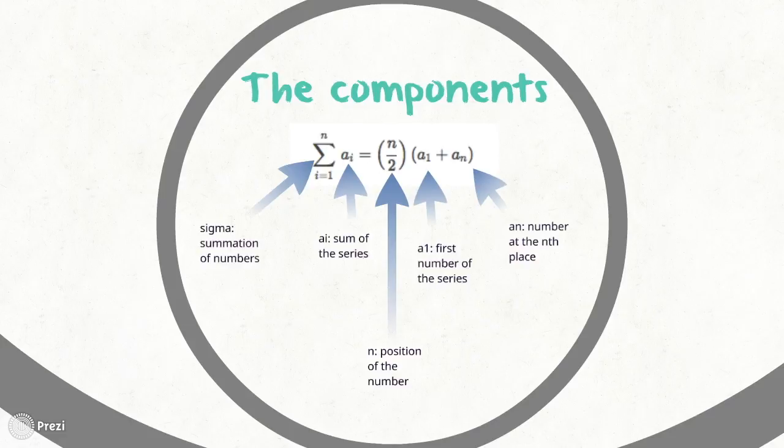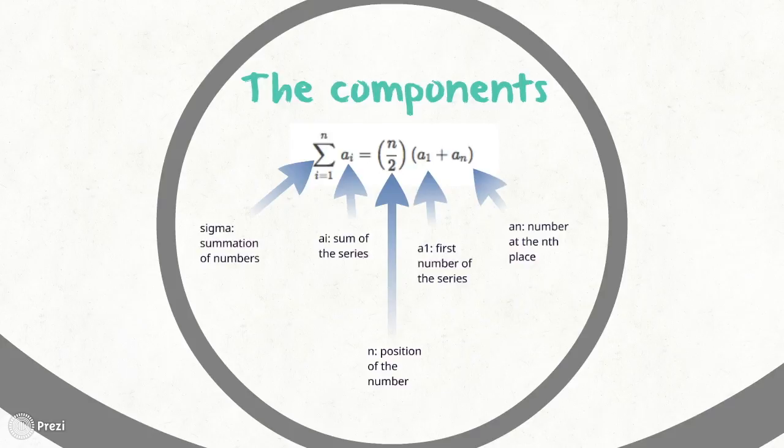Then there's the sum, which basically means the sum of the series, or the result of solving the equation. So n, you can see n multiple times in the formula, and it just means the position of the number. The first number is in position 1, the second number is in position 2, etc.